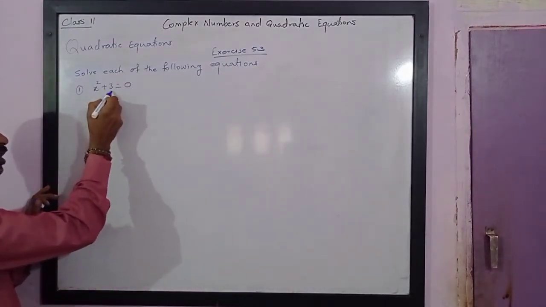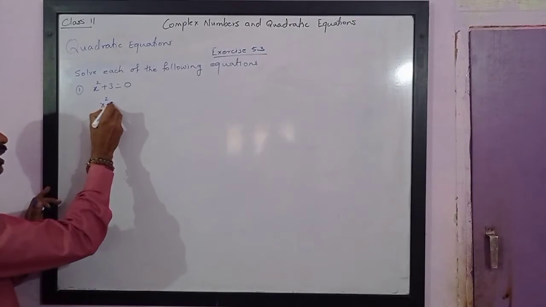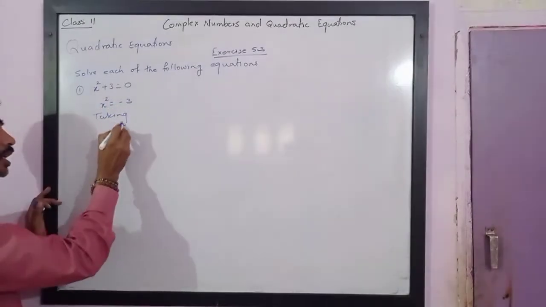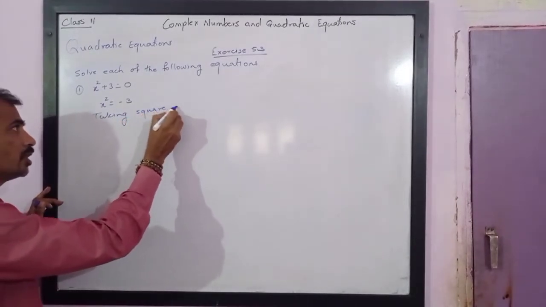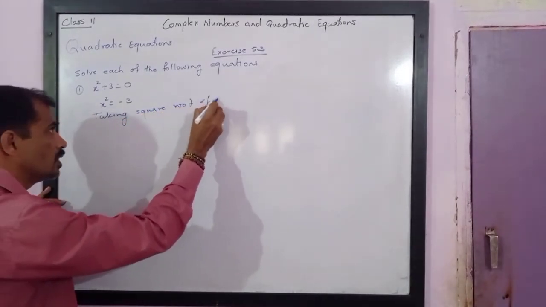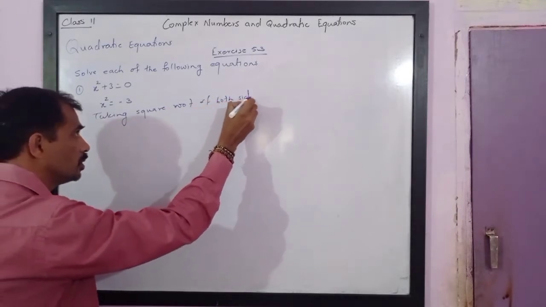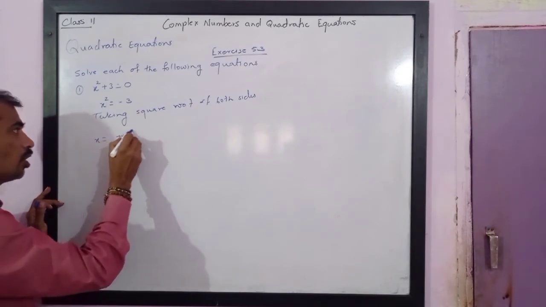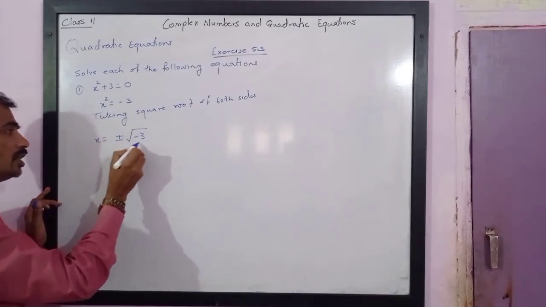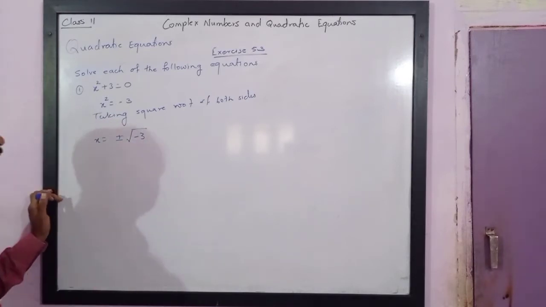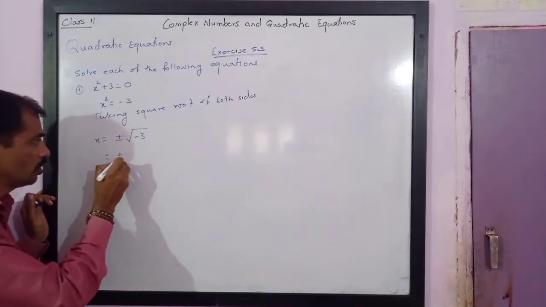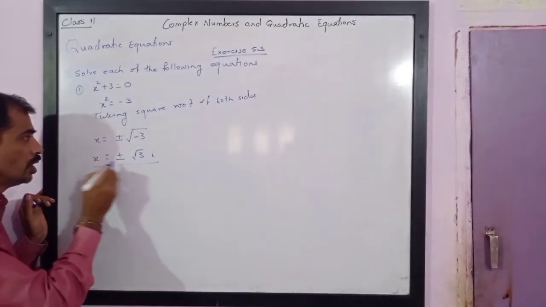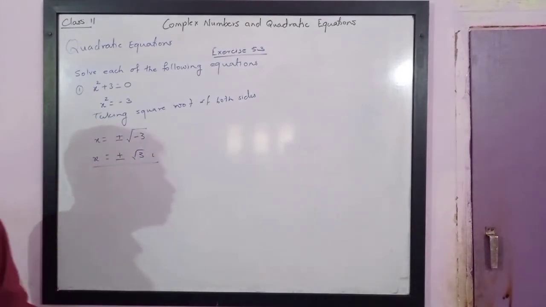Now if you transpose 3 to RHS you will get x square is equal to minus 3. Now taking square root of both sides, we will get x is equal to plus or minus root of minus 3. Now we know that root of minus 1 is equal to I, so this is equal to plus or minus root 3 I. So x is equal to plus root 3 I, or x is equal to minus root 3 I.